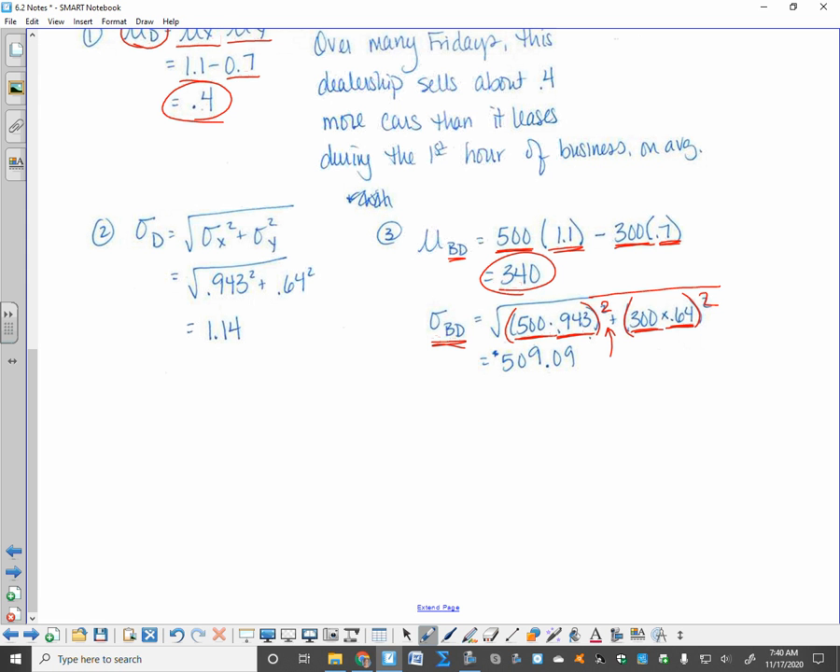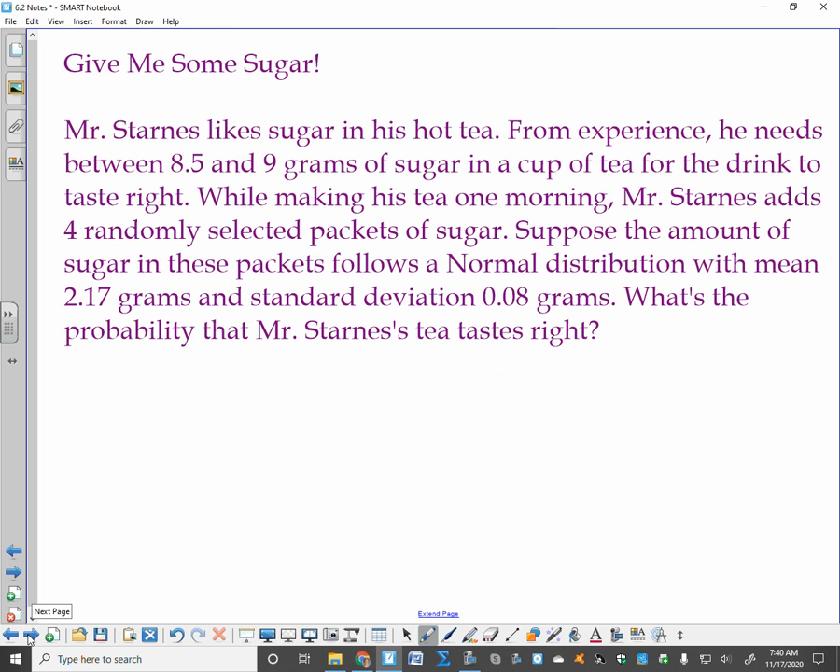All right. Mr. Starnes likes sugar in his hot tea. From experience, he needs between 8.5 and 9 grams of sugar in a cup of tea for the drink to taste right. While making his tea one morning, Mr. Starnes adds 4 randomly selected packets of sugar. Okay, I already can see it. Packet 1, packet 2, packet 3, and packet 4. Suppose the amount of sugar in these packets follows a normal distribution with a mean of 2.17 grams. That's per packet. With a standard deviation of 0.08 grams. What's the probability that his tea tastes right?